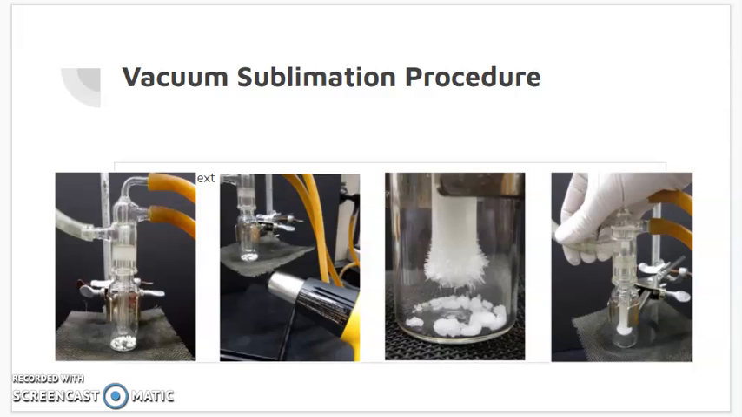Vacuum sublimation procedures. Place the sample you are using in the bottom of an apparatus for sublimation. Use thick tubing to attach the vacuum arm and apply the vacuum. Make sure everything has a tight seal, as seen in the first picture. Run water through the condenser or a cold finger apparatus. Use a Bunsen burner, heat gun, or hot plate to heat the apparatus and the sample, as seen in the second picture.